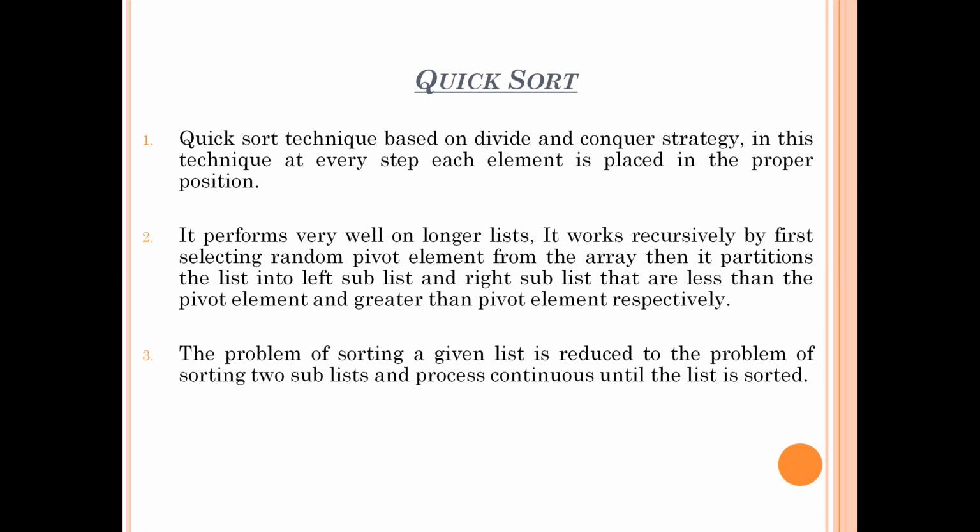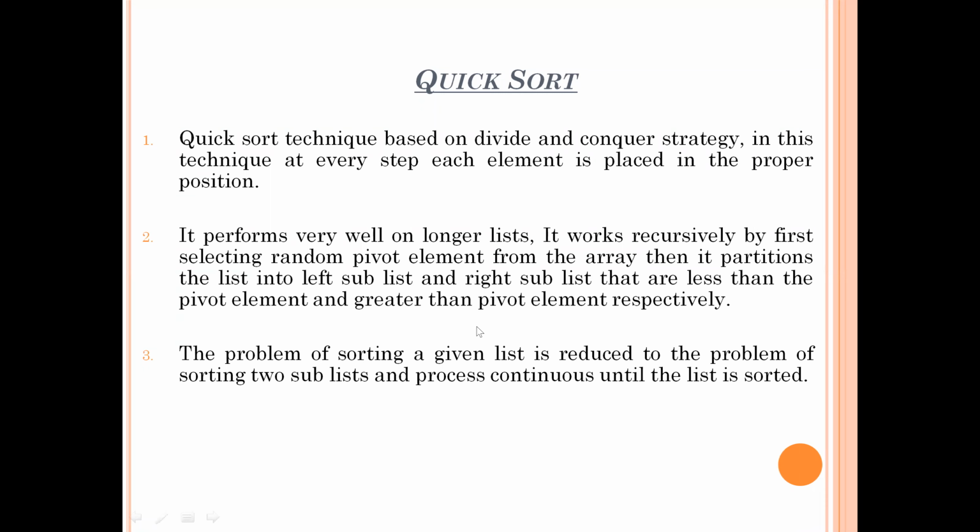So what will you do? You will divide the elements into the left sublist, from the first element to the element before the pivot, and the right sublist, from the element after the pivot to the last element. So like this, the list is divided into two sublists. So that means, did we get the concept of divide? We got the concept of divide.